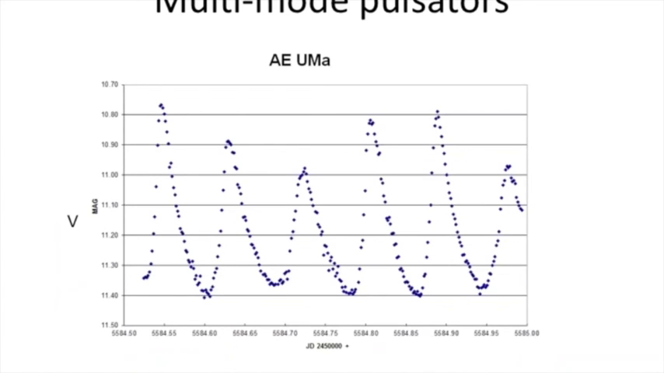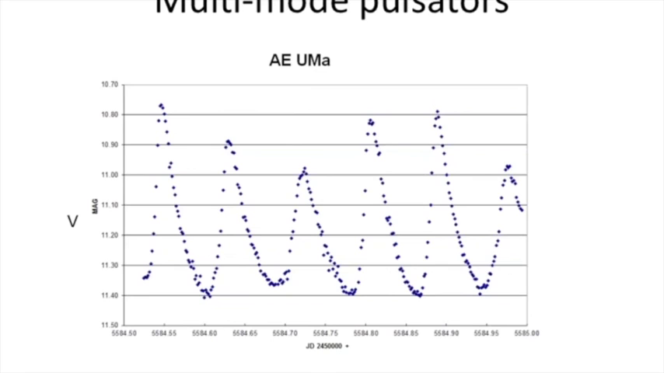Multimode pulsators. Some of them, like this EX Phoenicis star, go through several appearance cycles during the course of a single night. But you can see the cycles don't repeat perfectly. And if you do an analysis, you find there's more than one mode excited at the same time. And this is an interesting idea.